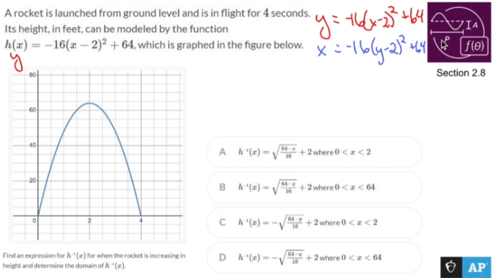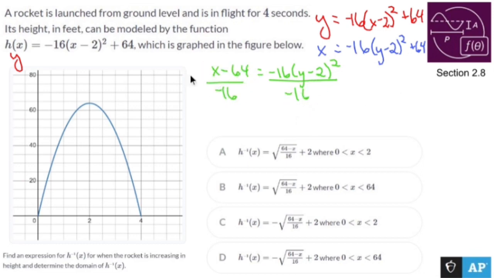What you're going to do is find your new y value. So I'm going to subtract 64 from both sides. Now what that will look like is x minus 64 on the left, I'm being a little lazy here, equals negative 16 times (y minus 2) squared. Divide both sides by negative 16.